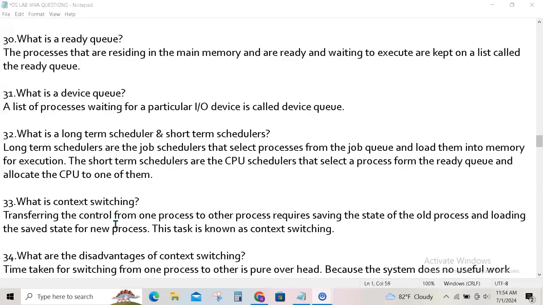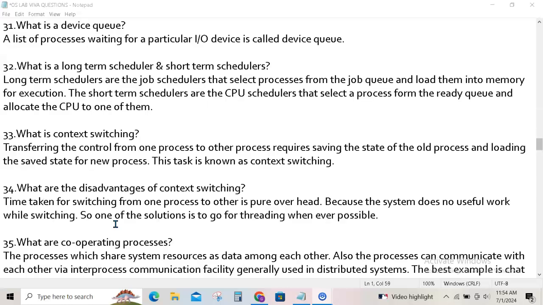Next, what are long-term schedulers and short-term schedulers? Long-term schedulers, also known as job schedulers, select processes residing in the job queue and then load them into memory. Short-term schedulers, also called CPU schedulers, select a process from the ready queue and allocate the CPU.